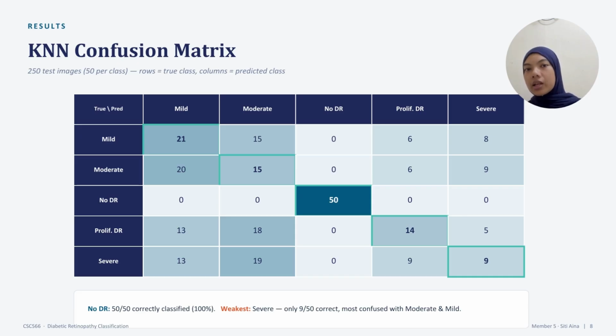Looking at our KNN results, the no DR class was a standout success. All 50 no DR images were classified correctly, giving us 100% precision and recall for that class. That makes sense, since a healthy retina looks clearly different from a diseased one.